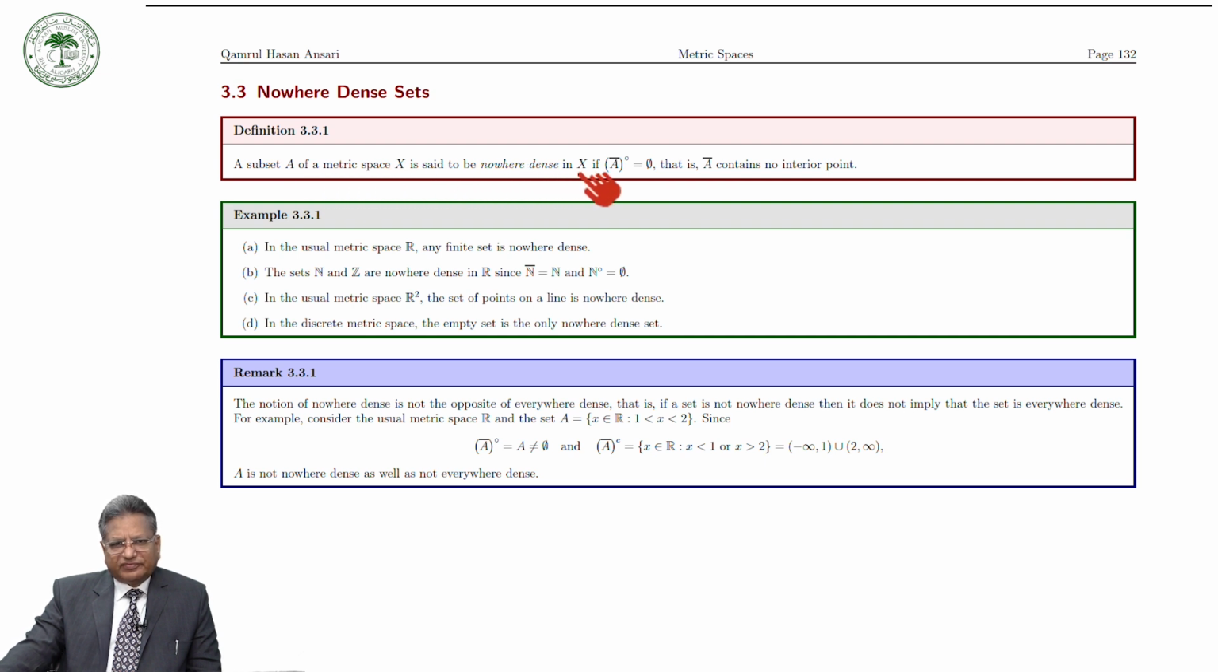A subset A of a metric space X is said to be nowhere dense in X if the interior of the closure of A is the empty set. That is, the closure of A contains no interior point. Or in other words, the interior of the closure of A is the empty set. Then the set A is said to be a nowhere dense set.